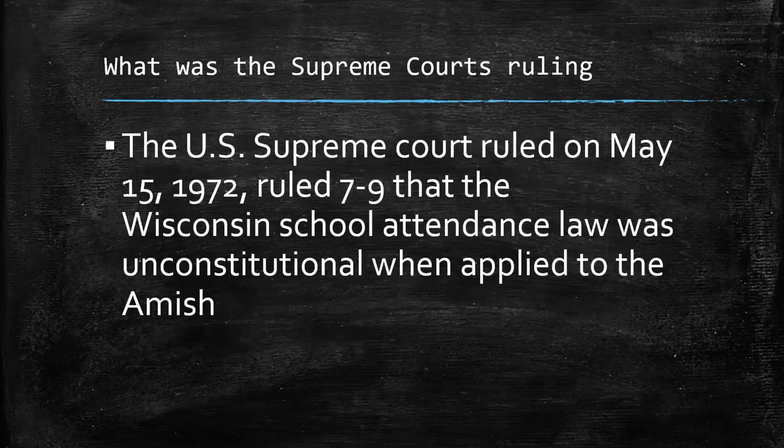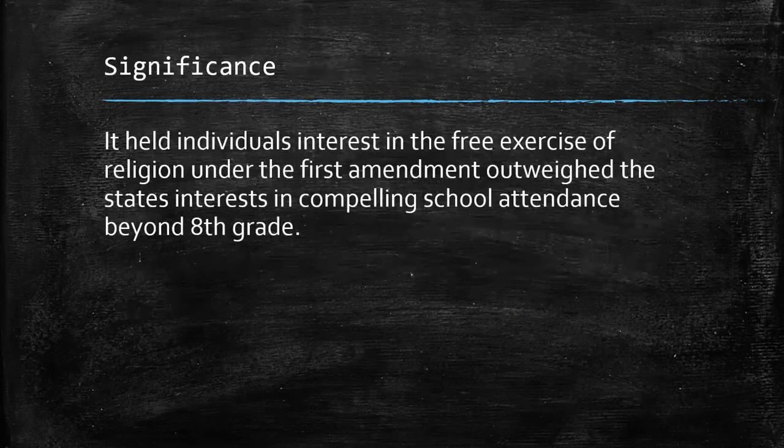ruled on May 15th of 1972 that, it should have been 7-2, I believe, that the Wisconsin school attendance law was unconstitutional when it applied to the Amish. And the reasoning behind this and the significance, we'll get to both.